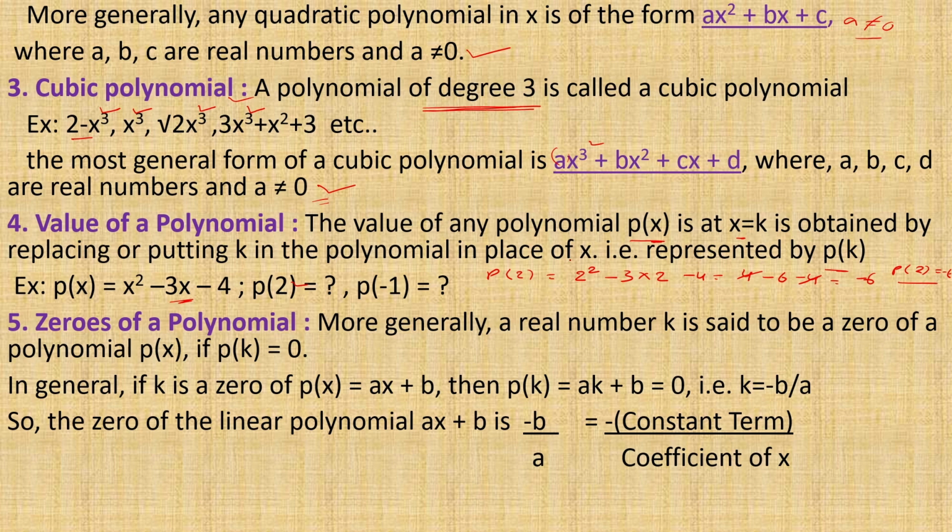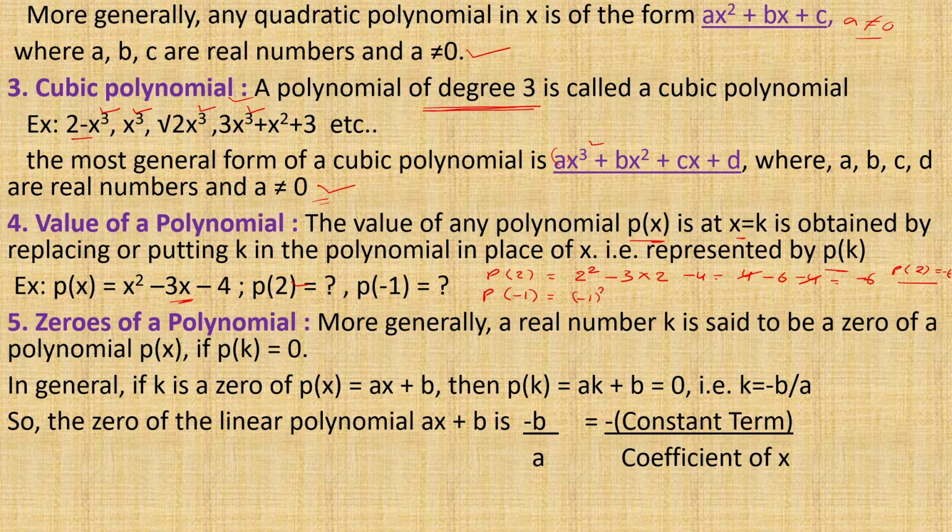That means the value of the polynomial at x is equal to 2 is minus 6. This is called the value of the polynomial. See another one, p of minus 1. That is the value of polynomial p of x at minus 1.